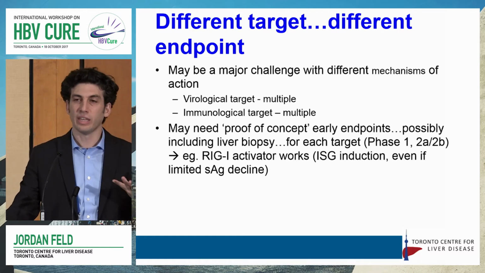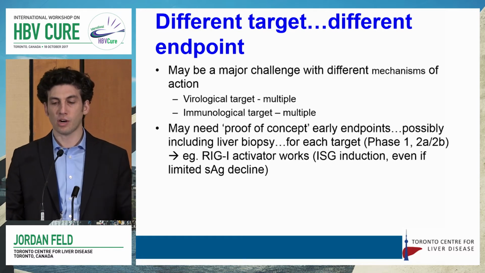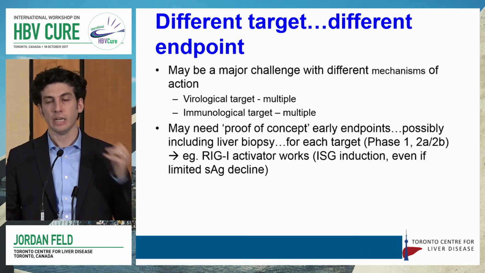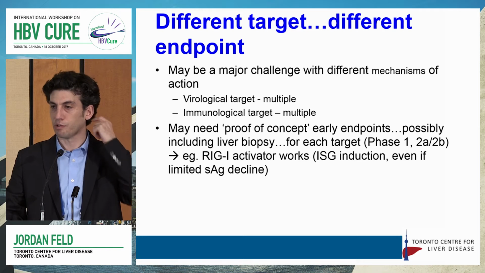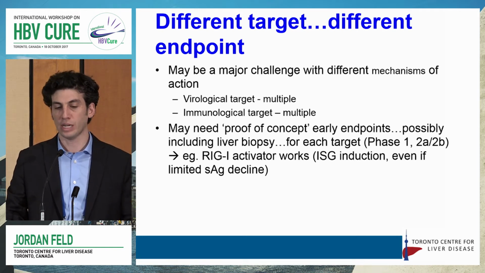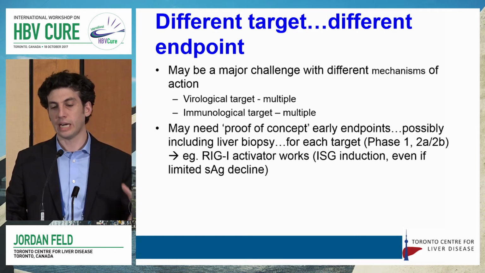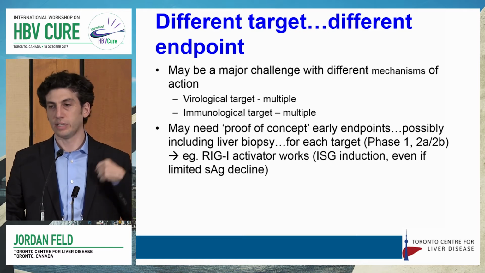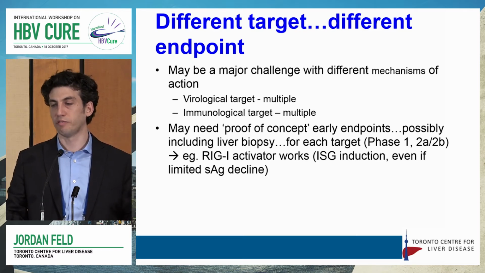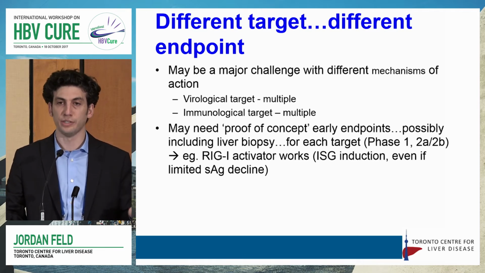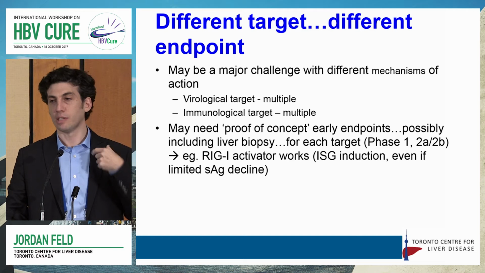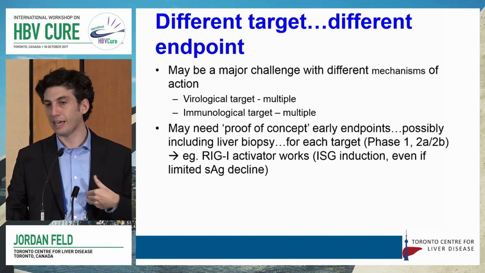And so the other thing is that you really may need proof of concept early endpoints. I think sometimes even including the liver. Georg focused really more on understanding the immune system in the liver, but we also need to look at the hepatocytes, I think, as well. And I give the example of a RIG-I agonist, where we saw today pretty nicely from Adam and others that you can see ISG induction with this drug, even though there was a fairly modest effect on surface antigen decline. So it's doing what you want it to do, and you need to know that, because you may want to improve the therapy or then add it with something else.